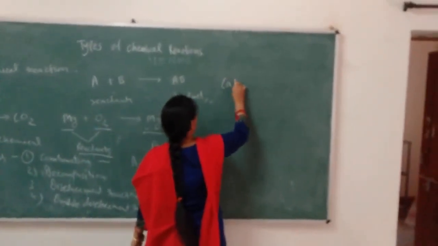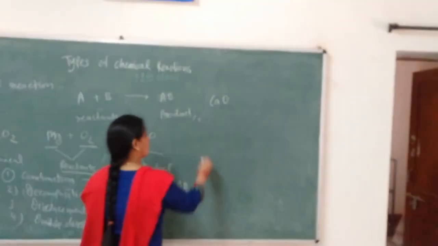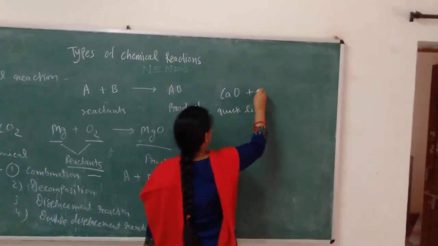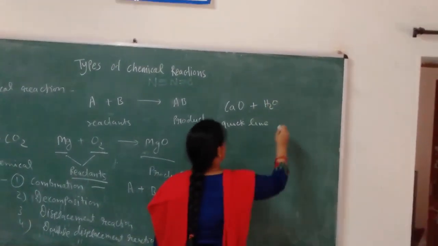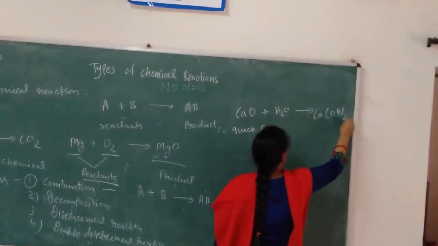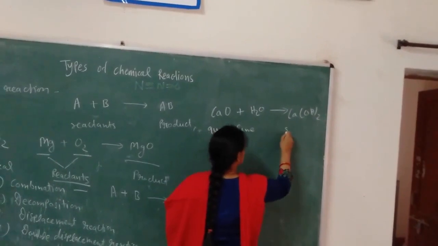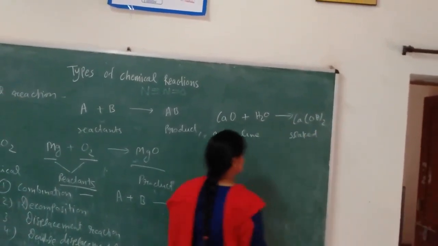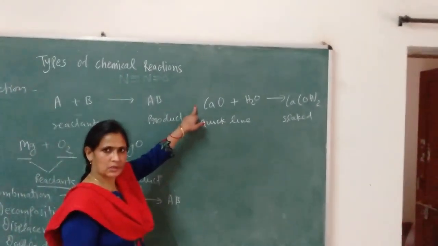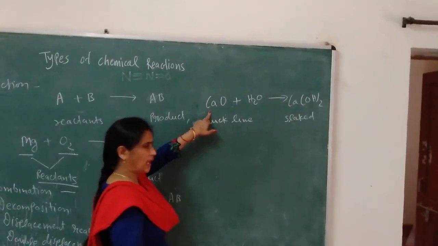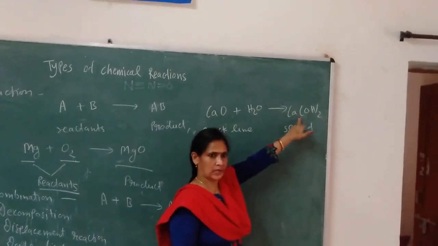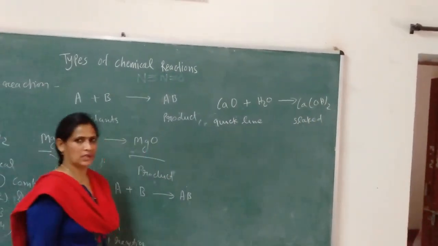For example, the reaction of calcium oxide, which is also known as quicklime, with water to give calcium hydroxide, which is also known as slaked lime. This is the example of combination reaction. Here A, that is calcium oxide, and B, that is water, react with each other to form calcium hydroxide. So this is the example of combination reaction.